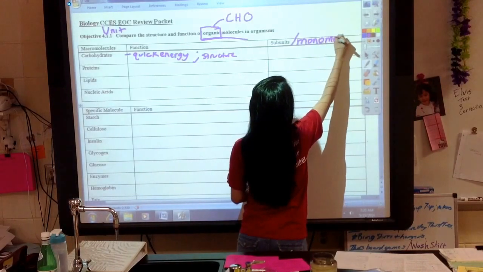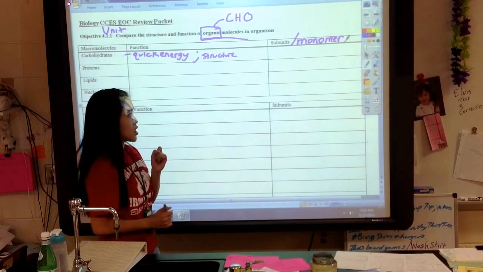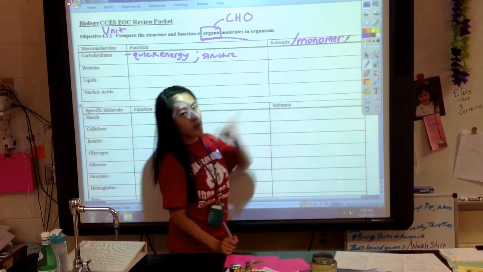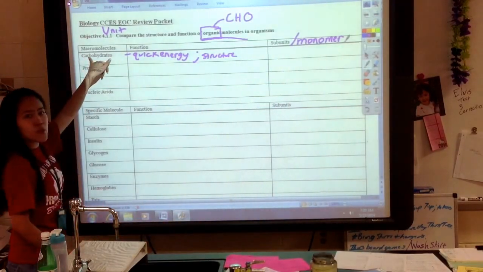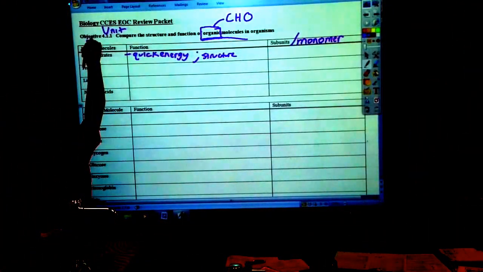And again, you do want to know all these vocab words. Even if two words mean the same thing, you should be able to associate them. So subunit and monomer means the same thing. So therefore, macromolecule, or it starts with a P, polymer means the same thing.